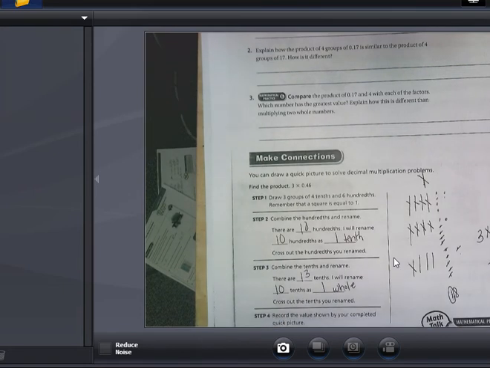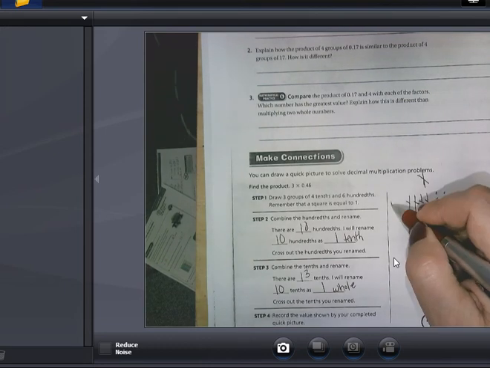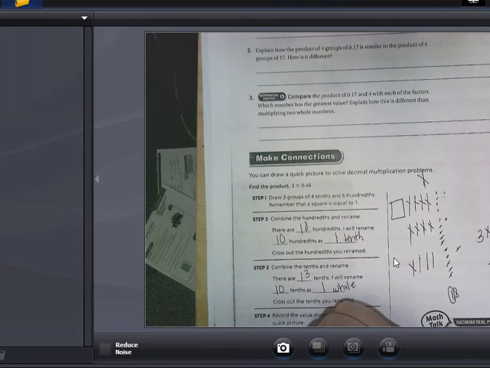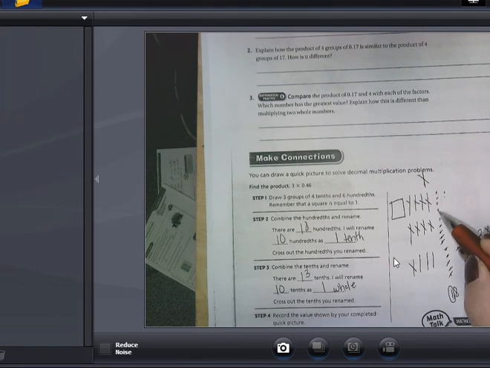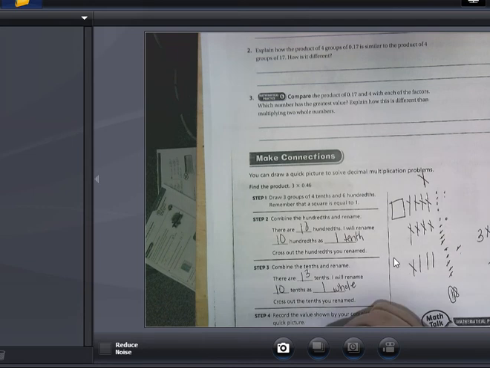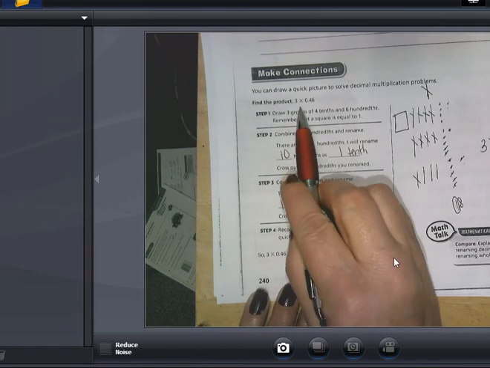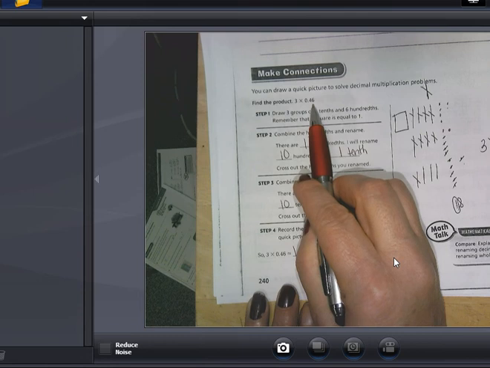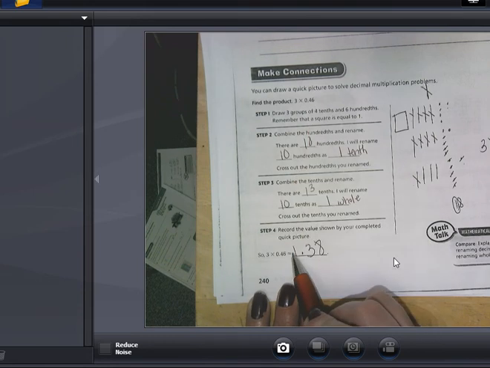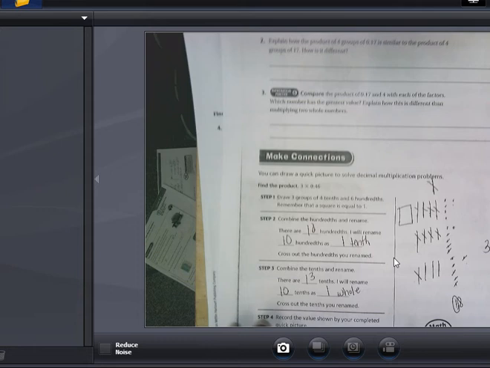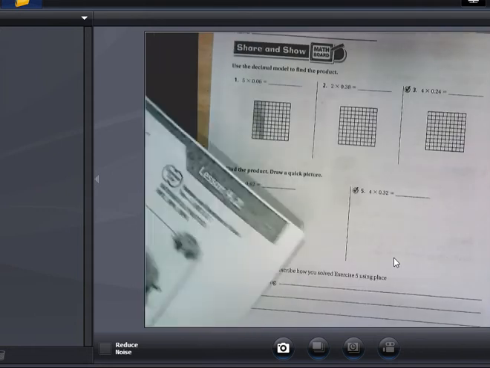So I cross them out, and so what do I have? Oh, I got to make a whole one. So I have 1 whole one, and how many tenths do I have? 1, 2, 3, 3 tenths, and how many hundredths do I have? 1, 2, 3, 4, 5, 6, 7, 8. So I have, whoops, 1 whole and 38 hundredths. So 3 times 46 hundredths is 1 whole one and 38 hundredths. So did you see how we did a quick picture?